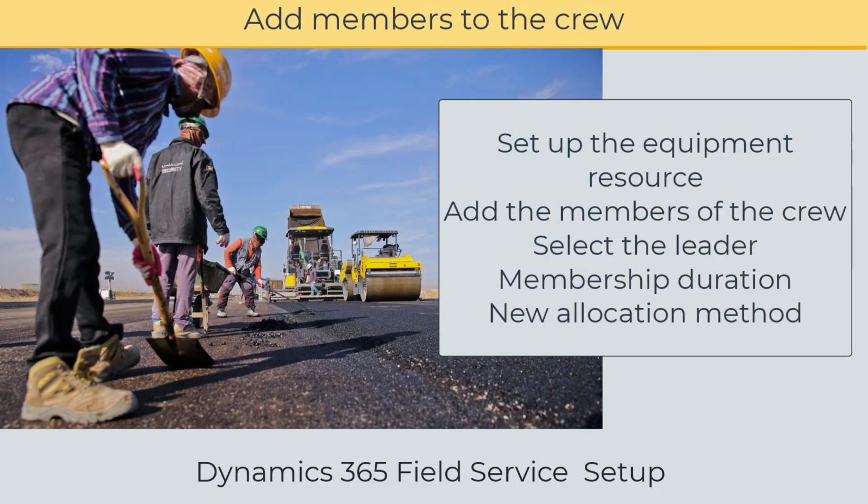In this section, we are going to look at how to add members to the crew. We'll start off by setting up the equipment resource. Then we'll add the members to the crew and make sure that we select the leader. Thereafter, we're going to set the membership duration for each one of the members, ensuring that they are exactly the same. And lastly, we'll have a quick look at a new allocation method that's been added to field service recently.